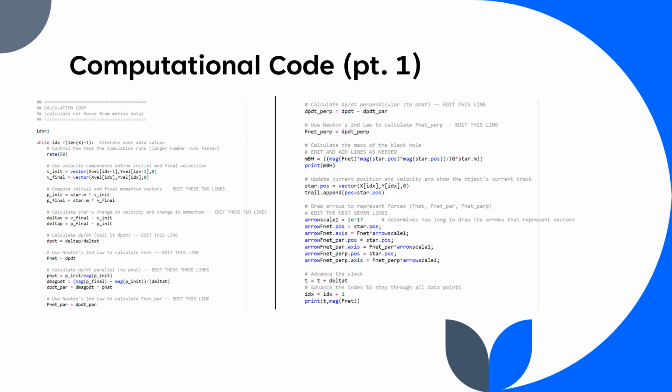Here is the computational code for part 1 in its entirety, with the system being the star and the surroundings being the black hole and space. In order to find the mass of the black hole, we needed to find our net force that we found after calculating the change in the star's momentum, before calculating our parallel component and subtracting it from our net force to find our perpendicular component. We were able to find the mass of the black hole using the gravitational force equation rearranged.